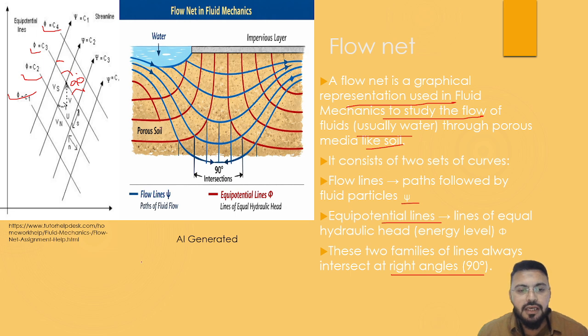Most importantly, they are used for groundwater flow analysis. This is an AI generated image, water flowing through porous soils. This is an impervious layer. Psi is flow lines or path of fluid flow. Phi is equipotential lines, lines of equal hydraulic head.